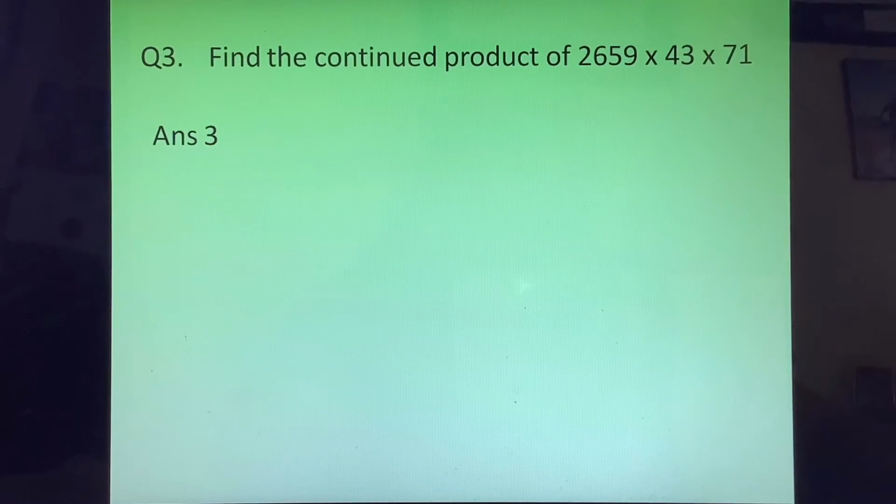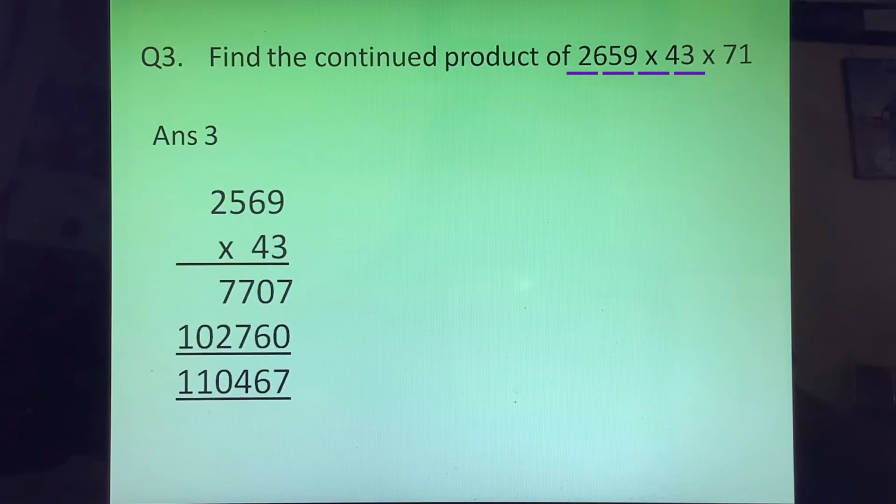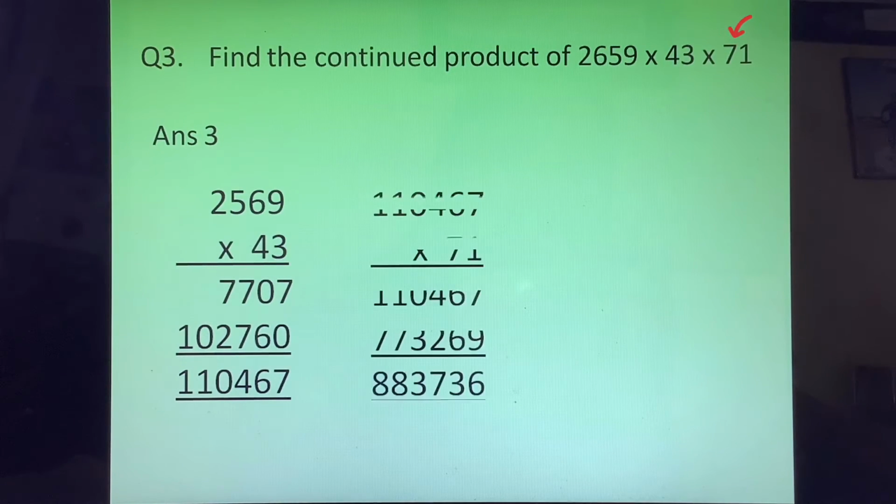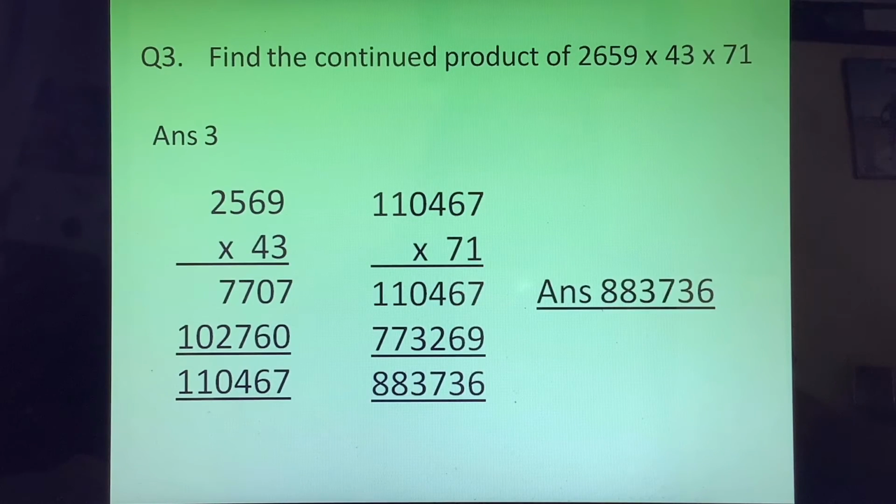Question 3. Find the continued product of 2659 into 43 into 71. First we'll multiply 2659 into 43. We have got the answer as 110467. Now we will multiply this with 71. We get the answer as 883736.